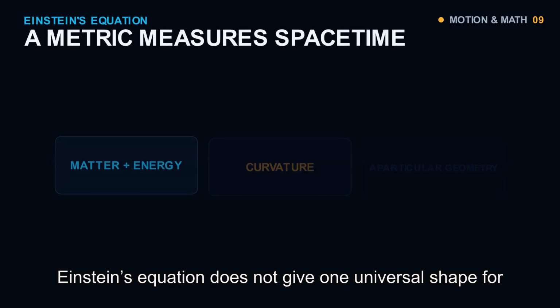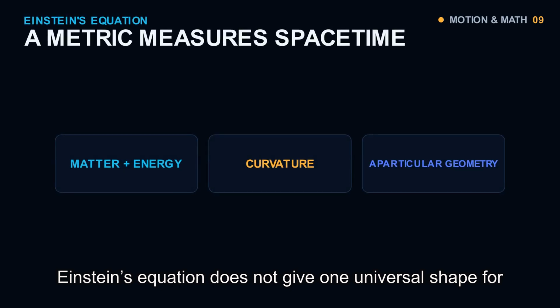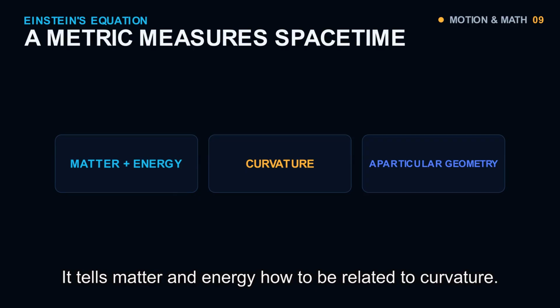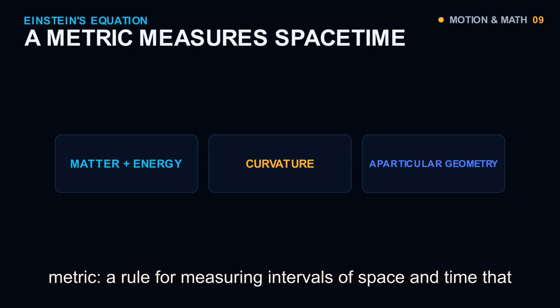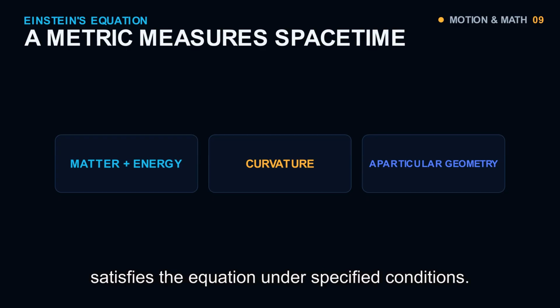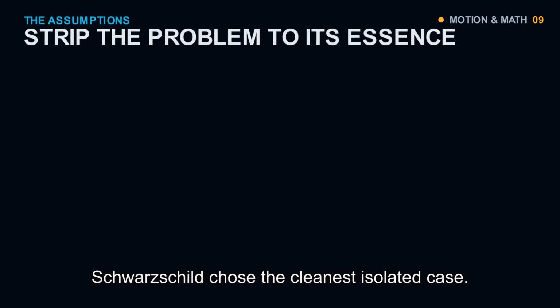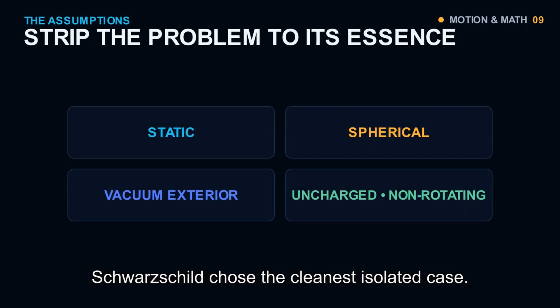Einstein's equation does not give one universal shape for space-time. It tells matter and energy how to be related to curvature. To describe a particular physical situation, one must find a metric, a rule for measuring intervals of space and time, that satisfies the equation under specified conditions. Schwarzschild chose the cleanest isolated case.